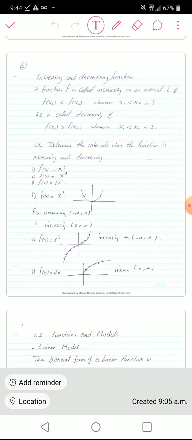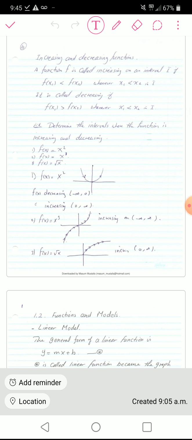The second one is an odd function, and it's always increasing. So it's increasing from negative infinity to positive infinity, because for this x1 is always less than x2. The last one is the function f equal to root x, and it's increasing from 0 to positive infinity.